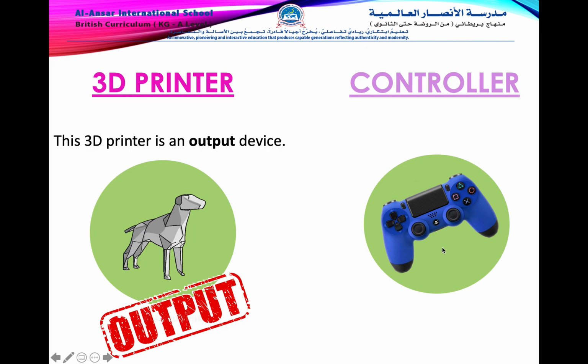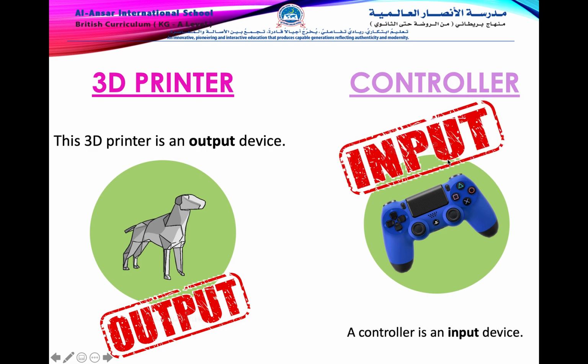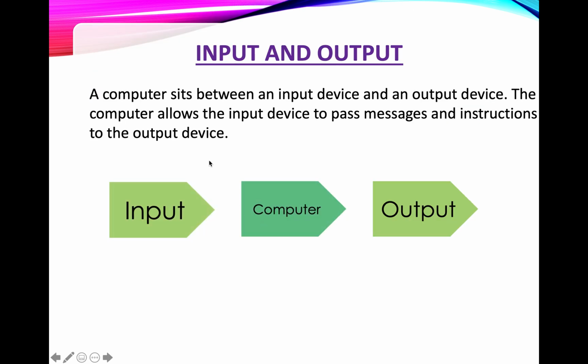But the controller we use to move around, either on a PlayStation or even on a computer, is this an input device or an output device? Super work. It is an input device. Now remember, the computer is in the middle, between an input device and an output device. The computer allows the input device to pass messages and it then instructs the output device to produce the message.